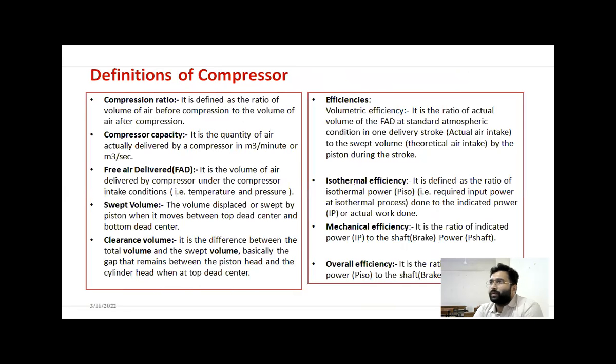Now first we'll see some of the terminologies used in compressors. First is compression ratio. Very basic, the objective of the compressor is to compress the air, and compression ratio gives the idea about the pressure ratio. It is defined as the ratio of the volume of air before compression to the volume of air after compression. Let us say the volume of air before compression is 1 meter cube, and after compression it becomes 0.5 meter cube. So if you take the ratio 1:0.5, that will be the compression ratio. Air is compressible and liquid is incompressible, so that is why there is a compression ratio.